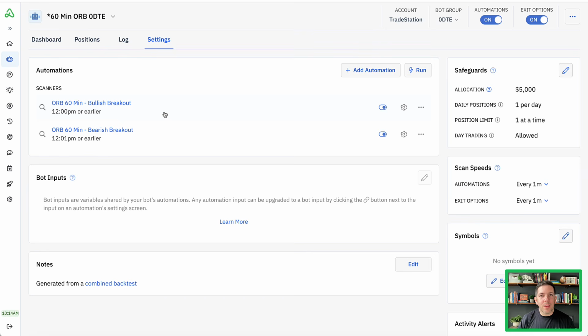So now that my automations are good to go, this thing should start running as soon as we get to that 60-minute opening range breakout range and start to look for positions to get into. So that is my new ORB strategy that I'm going to be running. It's now live. It's connected to my live TradeStation account.